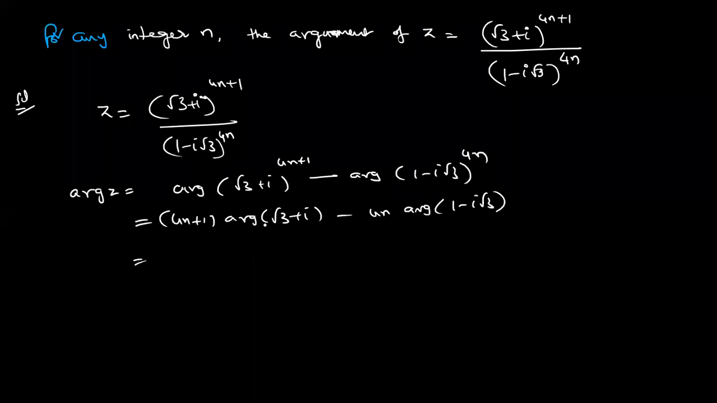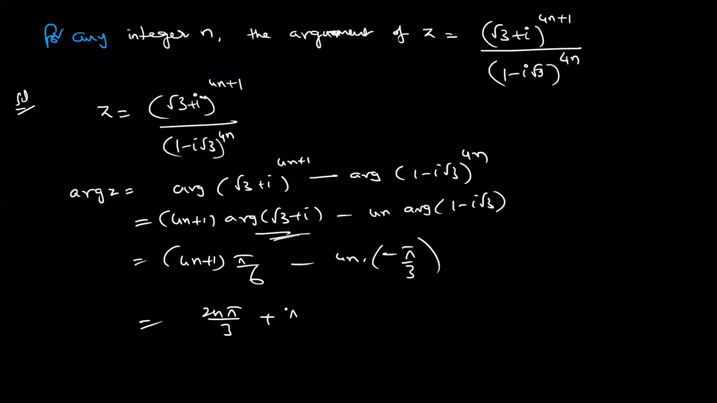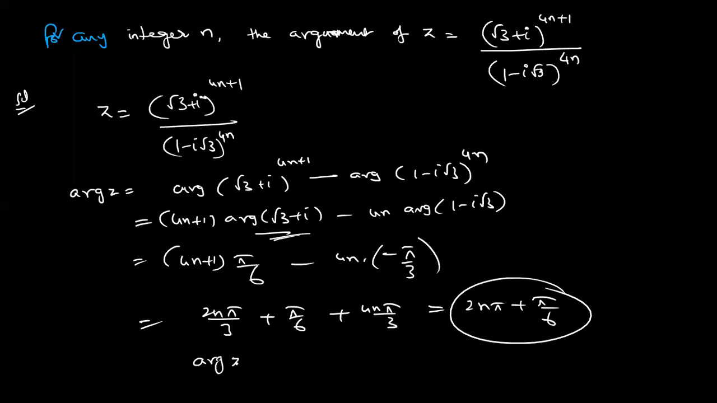How to find this value? Actually, argument of root 3 plus i belongs to the first quadrant. That means for this case directly pi by 6. And 1 minus i root 3 belongs to what? Anyone? Fourth quadrant, that means minus theta. So tan inverse of imaginary part of z by real part of z, that is 30 degrees. That means minus theta. Dear students, simplify. What is the result coming? 2n pi by 3 plus pi by 6 plus 4n pi by 3 is equal to 2n pi plus pi by 6. Therefore, argument of z is how much? Pi by 6.